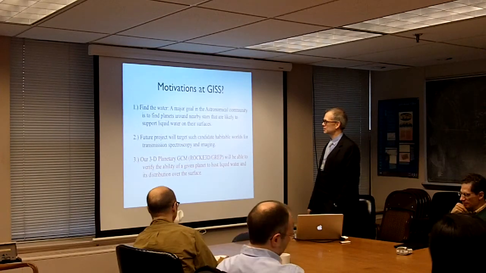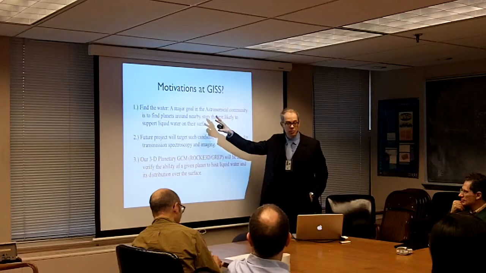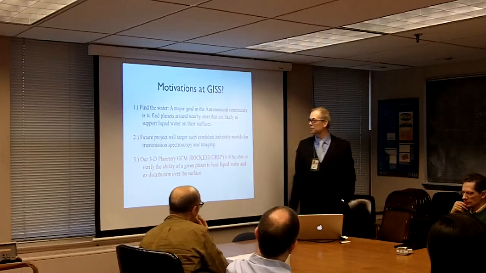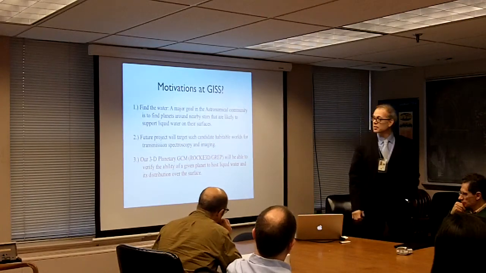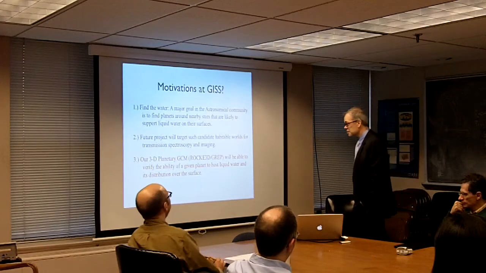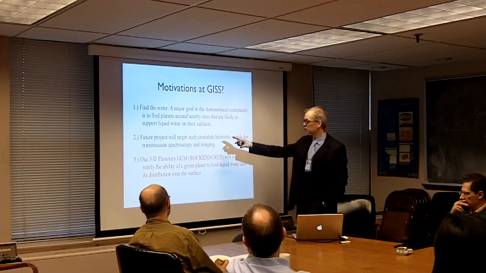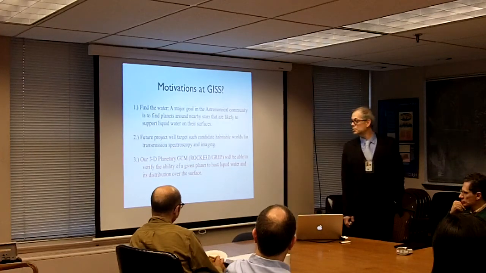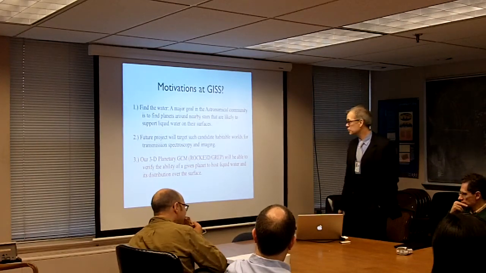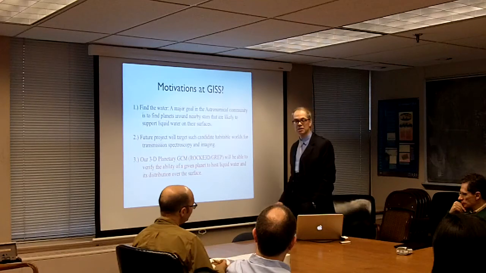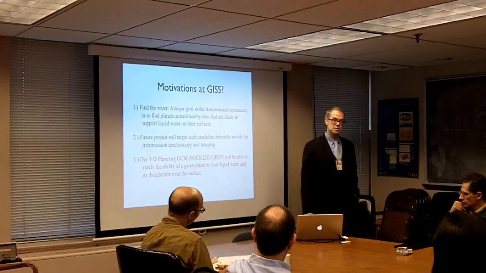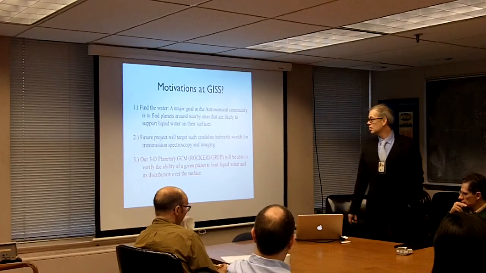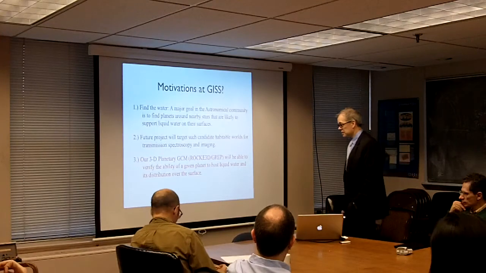Okay, so a major goal in the astronomical community as it stands is to find planets around nearby stars that can support liquid water on their surfaces. And future projects, I should have said plural there, will target such candidate habitable worlds for spectroscopy and imaging, if NASA ever gets the money to build the missions that can do that kind of stuff from space, which is where a lot of it takes place.